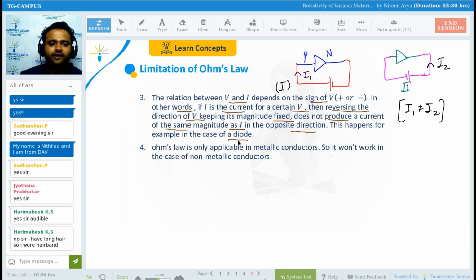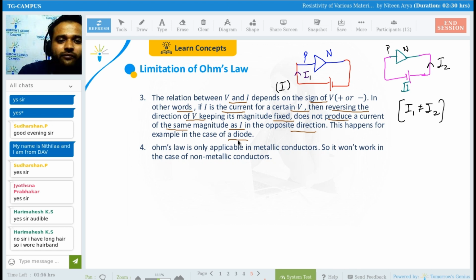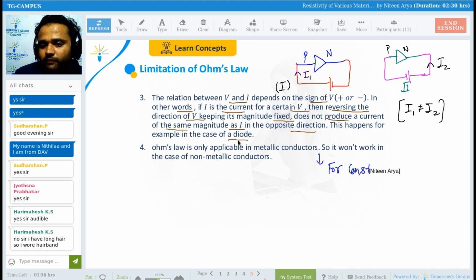Clear, everyone? In the case of semiconductors, in the case of non-ohmic materials, that is going to happen. Why it is going to happen, we are going to understand in this diode case. Okay, Ohm's law is only applicable in metallic conductors, so it won't work in the case of non-metallic conductors. Clear, everyone? There is one more line maybe missing. Let me check. Okay, it is not written down. One line missing. Assumption: Ohm's law is only applicable in metallic conductors at constant temperature only.